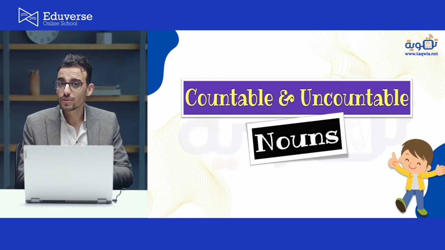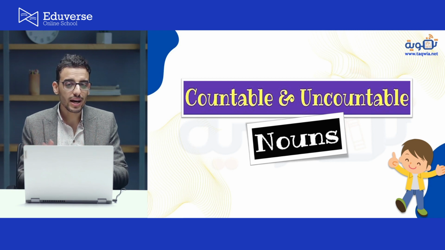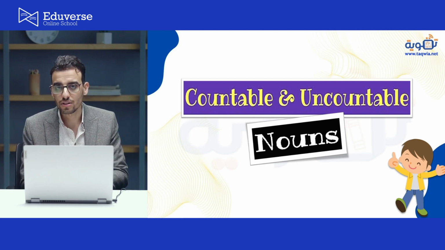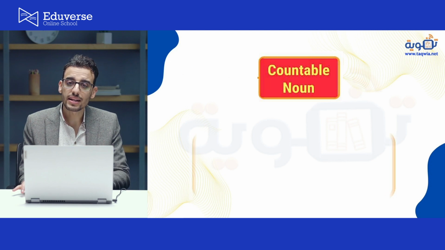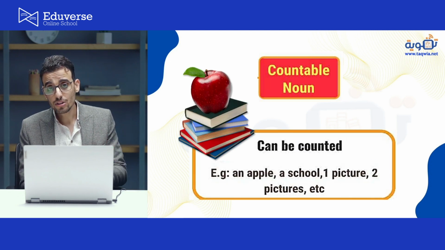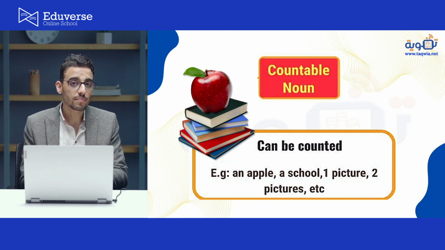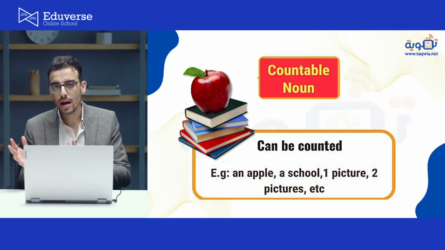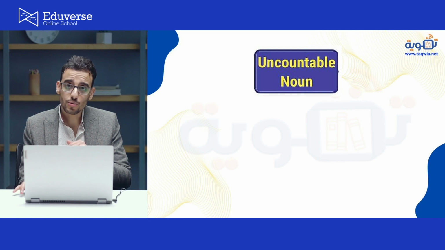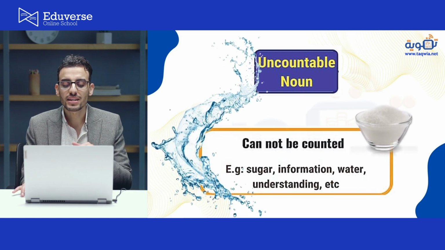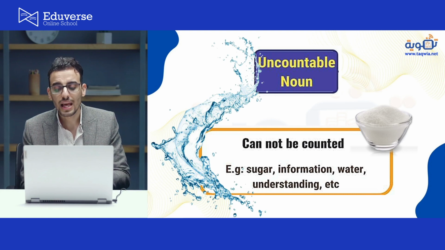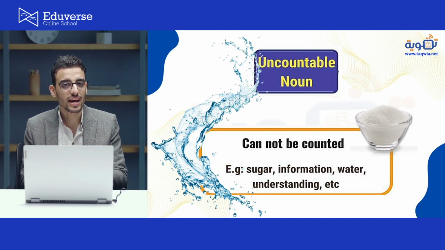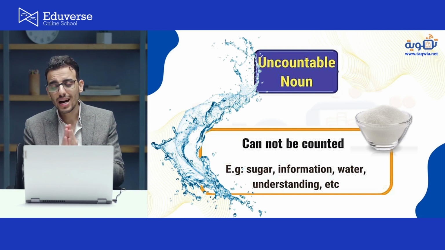But before we go to the quantifiers, first I want to remind you guys that we have two types of nouns. We have countable and we have uncountable. All right, the first type is countable nouns. The countable nouns, it means you can count them like 1, 2, 3, 4, all right? For example, an apple, 2 apples, and so on. The next one is uncountable nouns, and it means you cannot count it. Like for example, the sugar, you cannot count it, all right? The water, you cannot count it. So these are the two types of nouns.